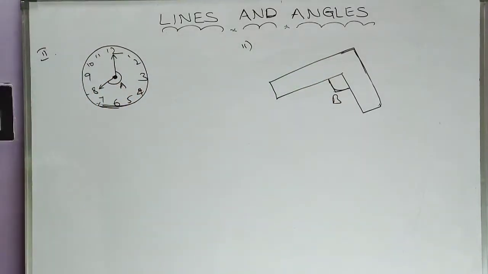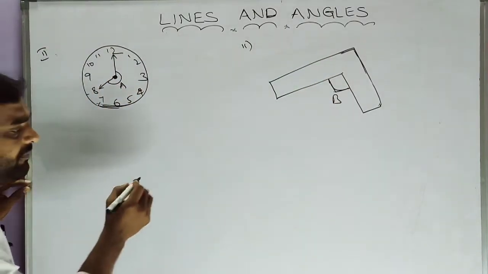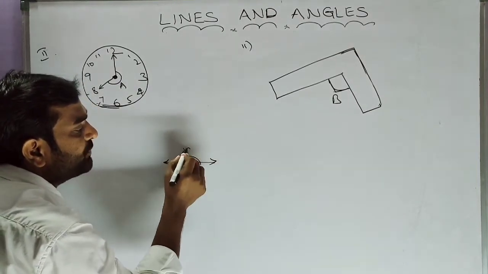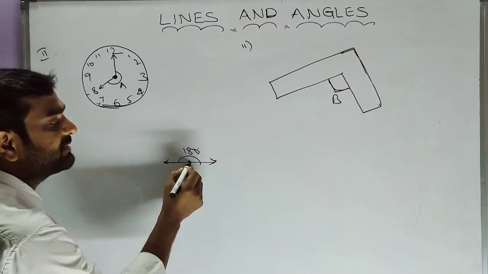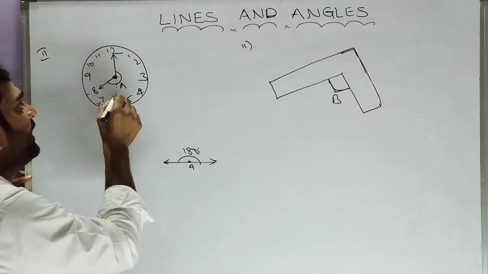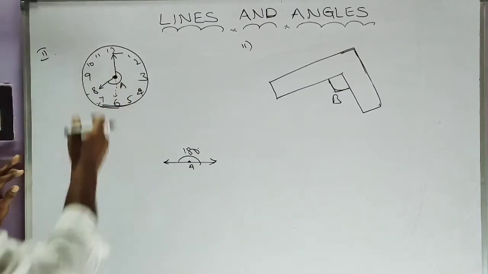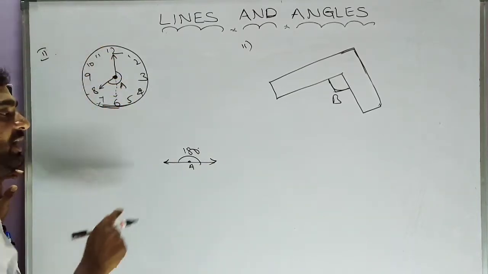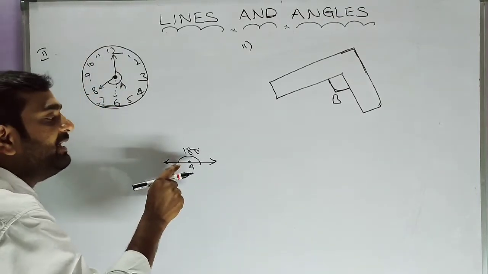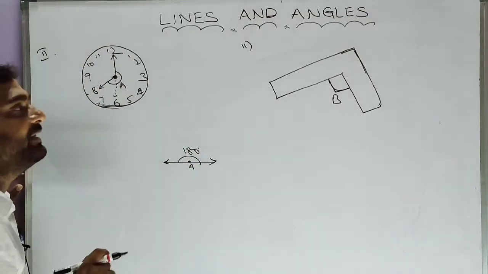Listen, here one straight angle is 180 degrees, I said to you. Straight angle is 180 degrees. When will a straight angle happen? At the time of 6 o'clock. At the time of exact 6 o'clock, the straight line will happen. At that time, the angle is a straight angle, that is 180 degrees.